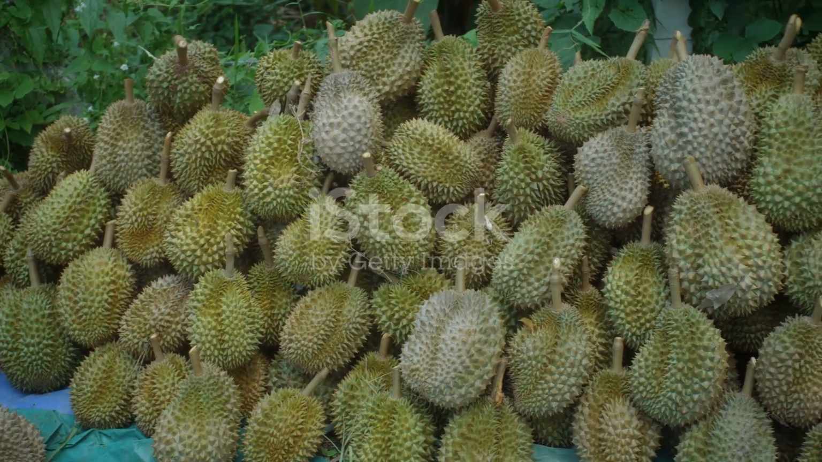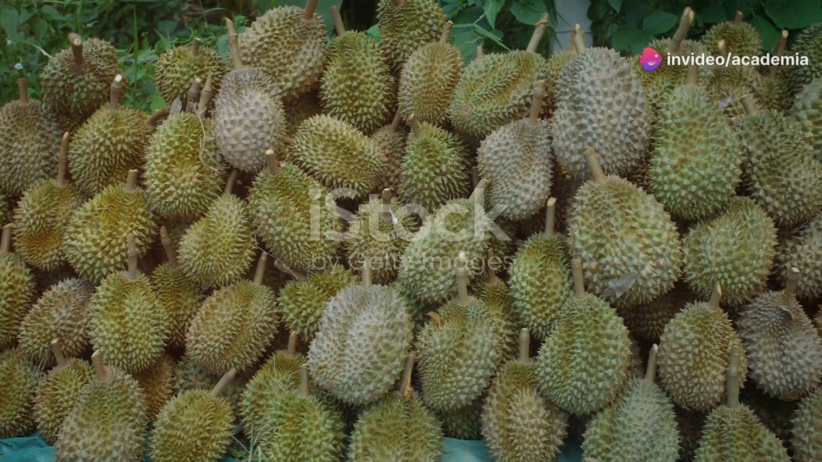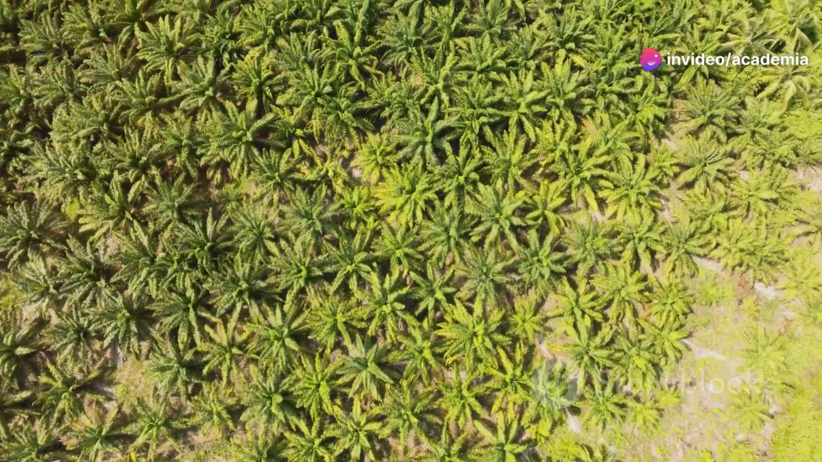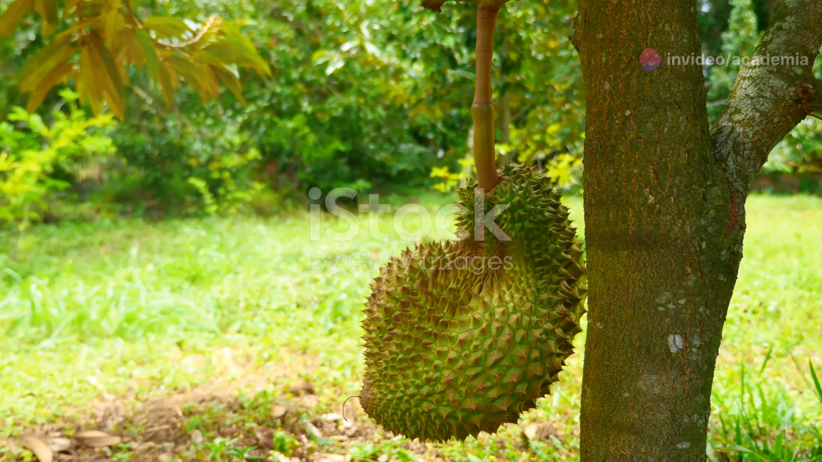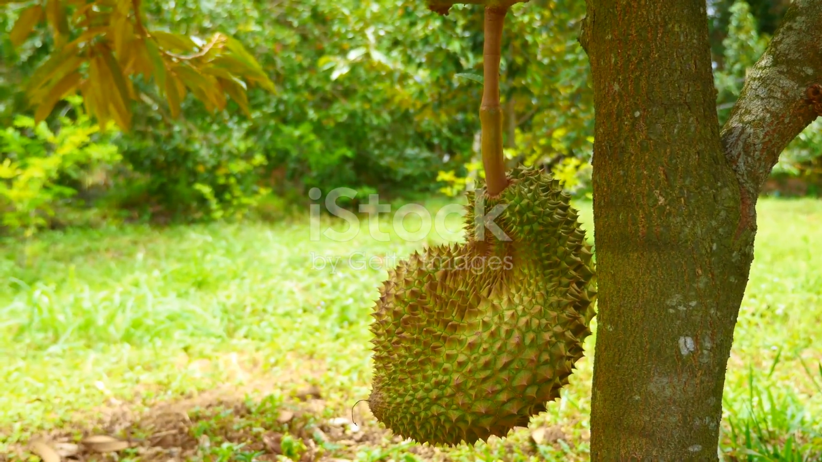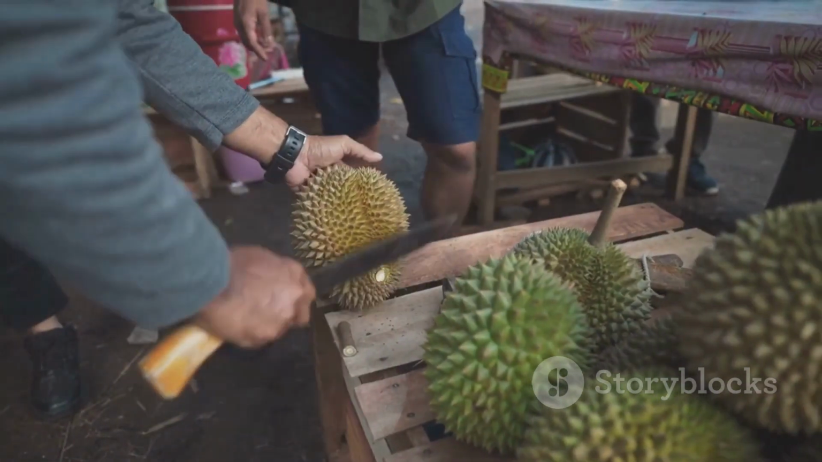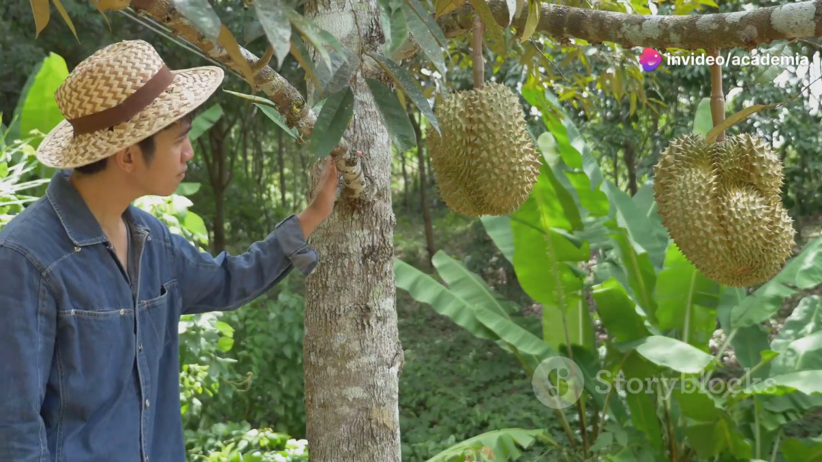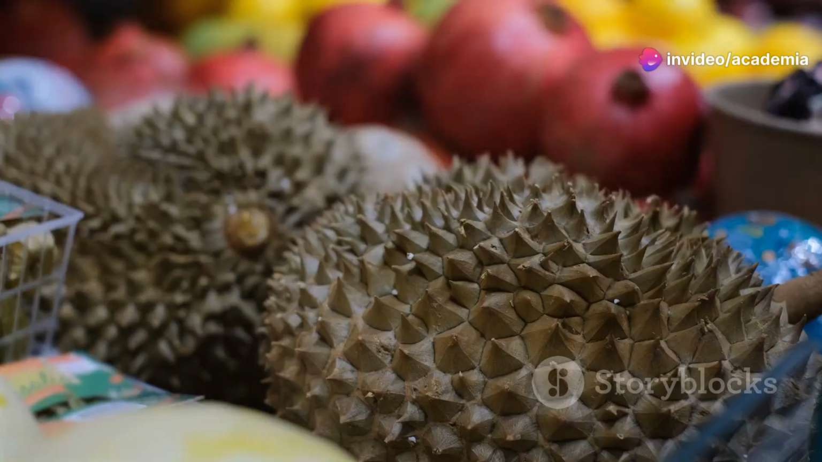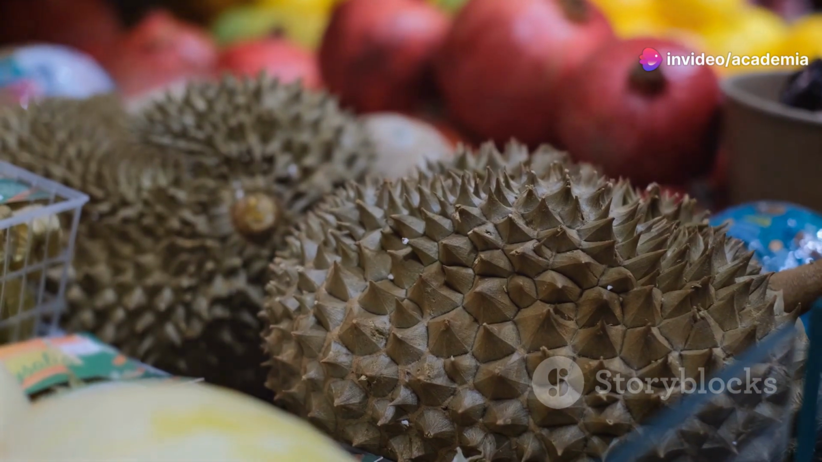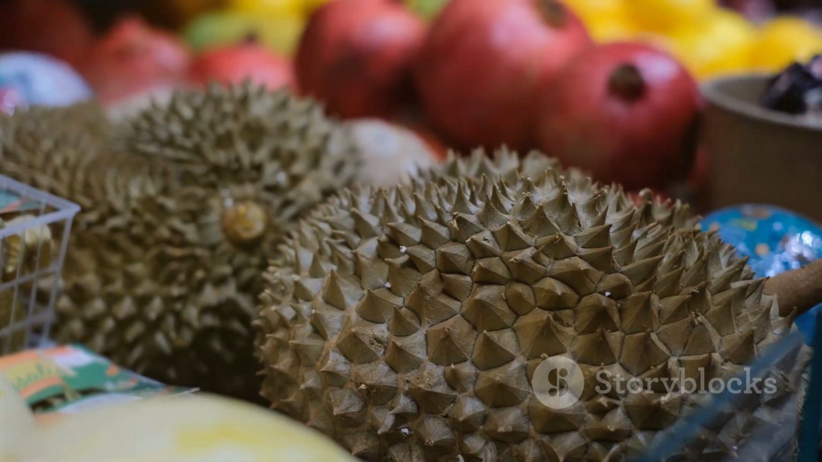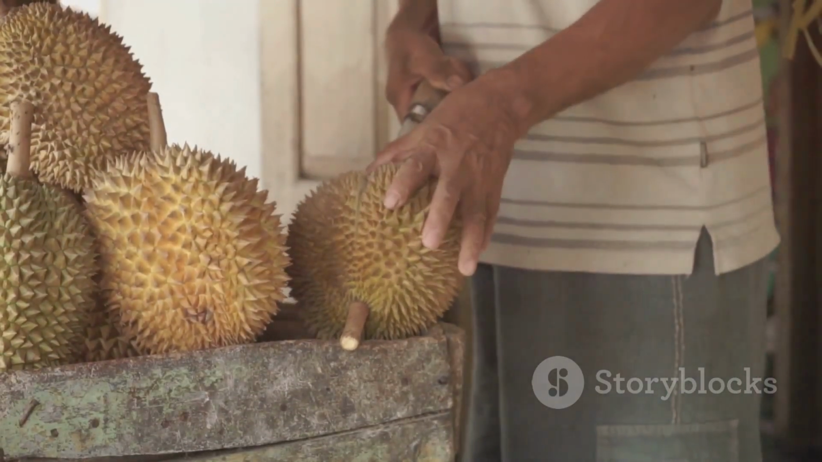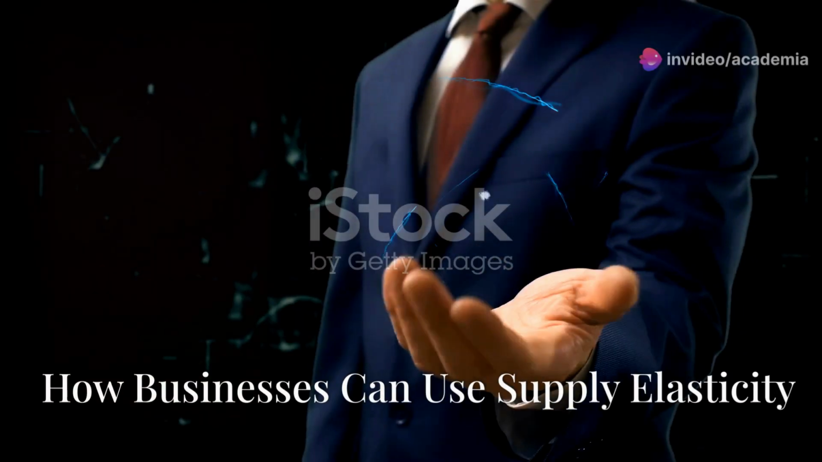Section 8, Case Study 2, Durian Supply and Demand. Durians are a beloved fruit in Malaysia, but their supply is much more inelastic than palm oil. Durian trees take years to mature and produce fruit. This means that even if the price of durian skyrockets during durian season, farmers can't immediately increase their supply. The inelastic supply of durians contributes to the price fluctuations we see every durian season. When demand is high and supply is limited, prices can soar.